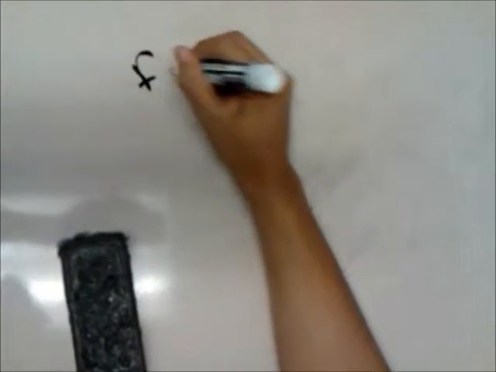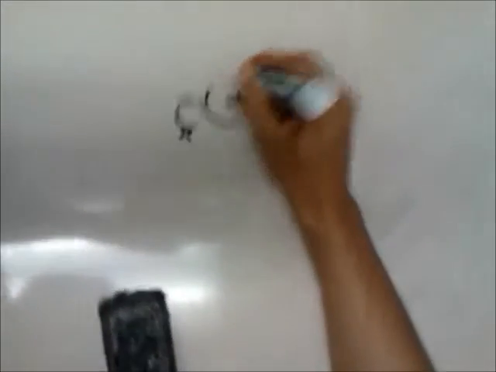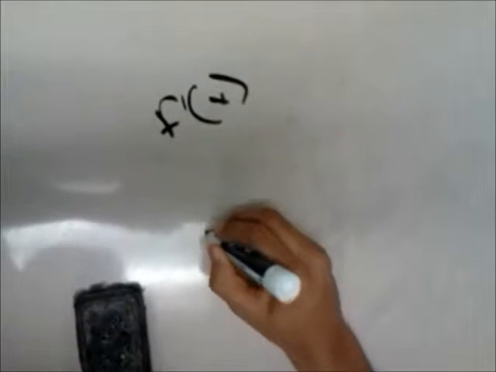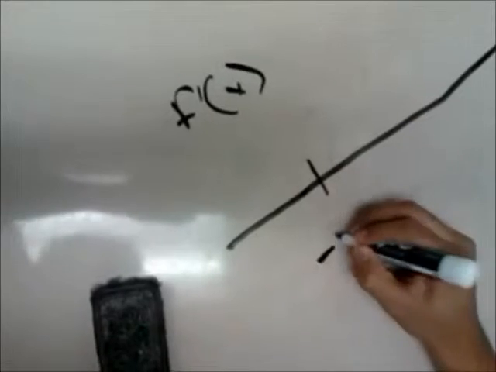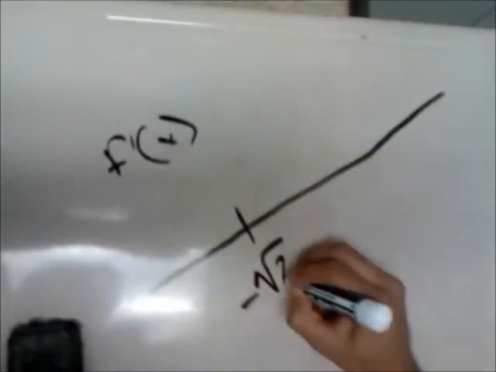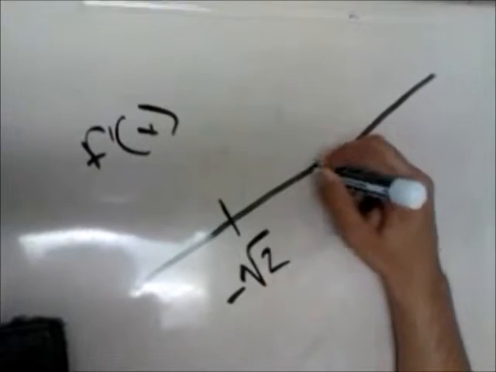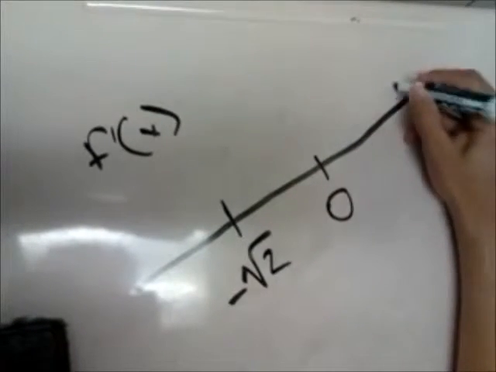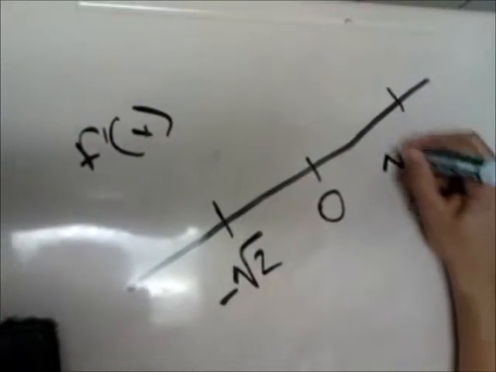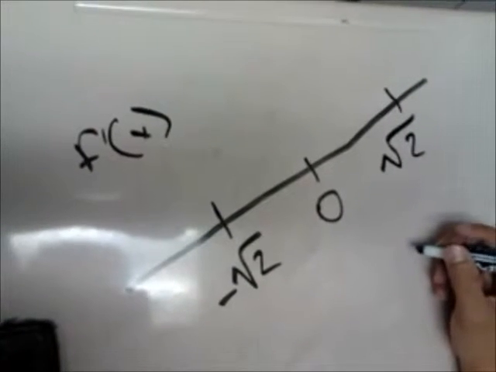Okay. So now we put those numbers that we found, the critical numbers, and we put these into a little chart. The purpose of this is to find where the minimums and the maximums are. Because we have the lowest one, which is negative square root of 2. Then we have 0. And then we have square root of 2.